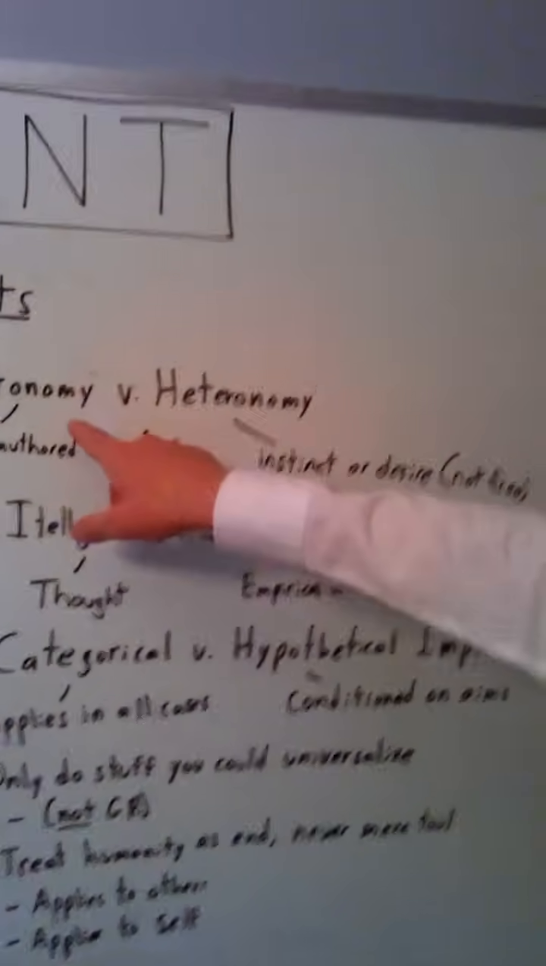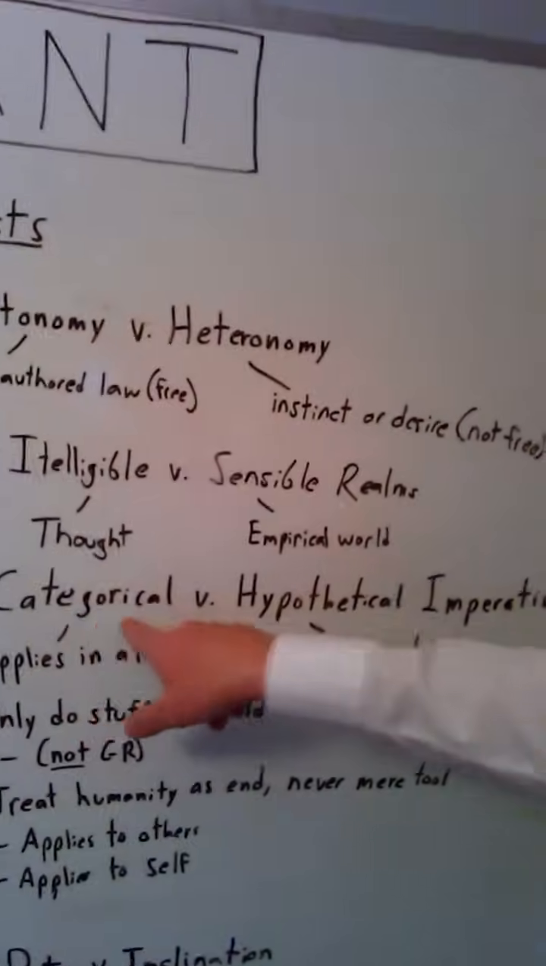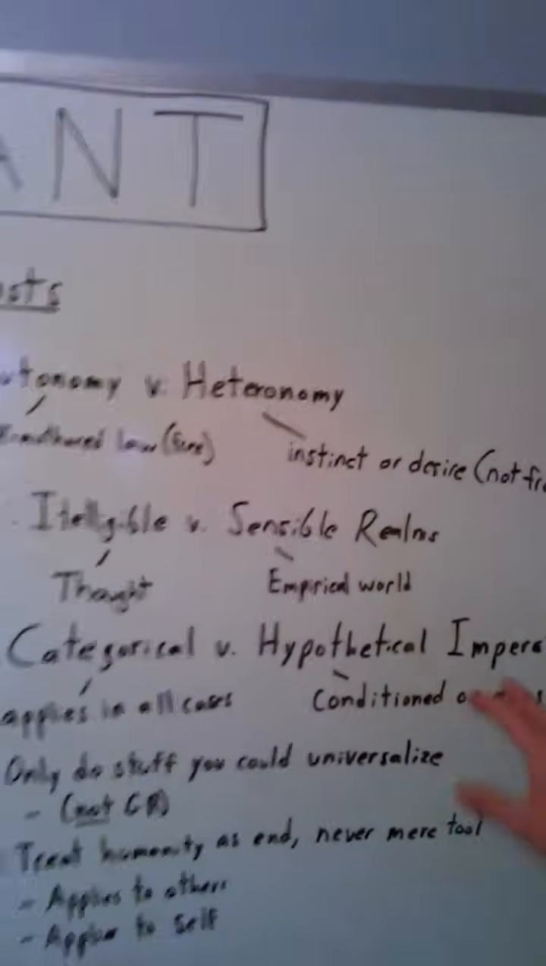All right, so we went from autonomous versus heteronomous to intelligible versus sensible. Now we're coming on down to categorical versus hypothetical imperatives. Fancy terms, I know, but they're not that complex. A hypothetical imperative is simply an imperative that's conditioned on aims, your current purposes. It just means if I want Y, I should do X. That's all hypothetical imperative means.